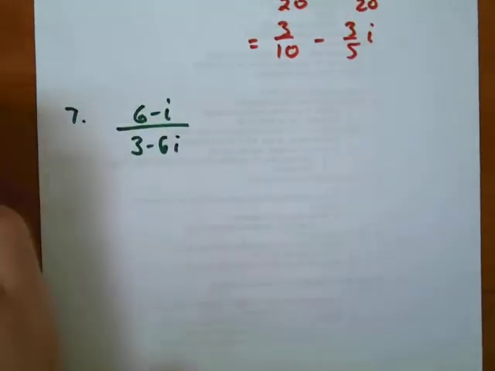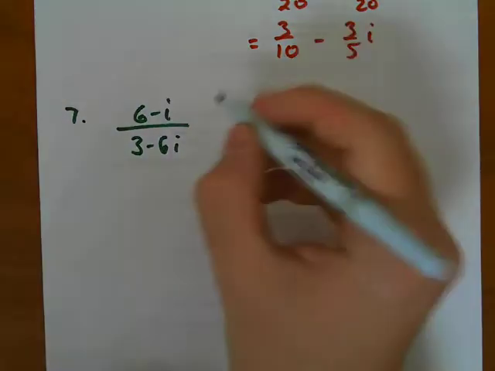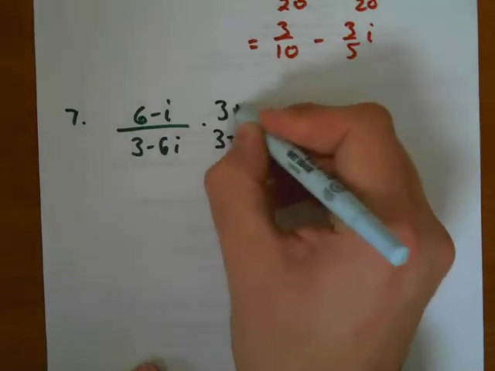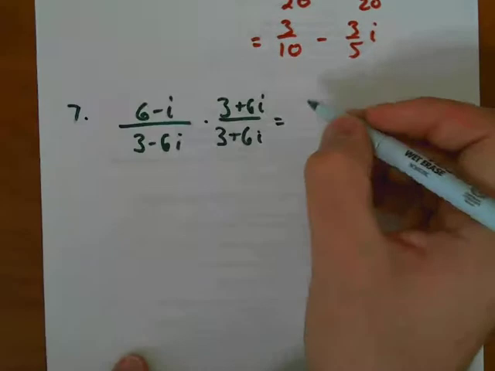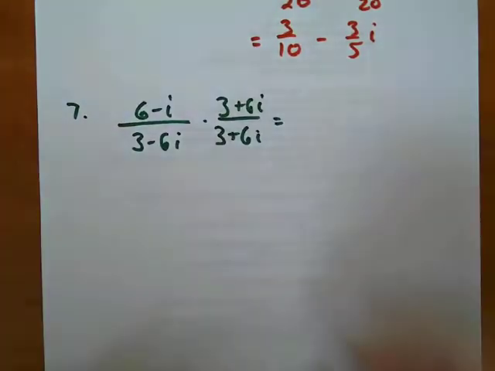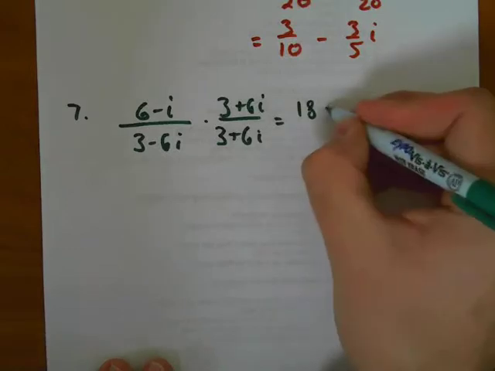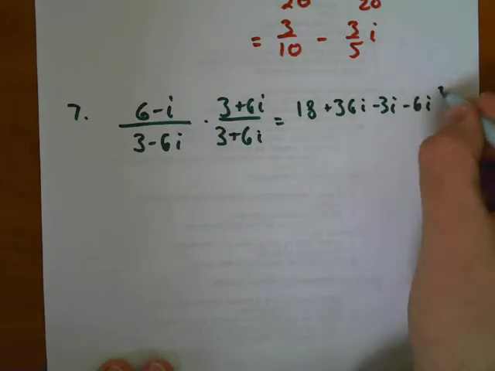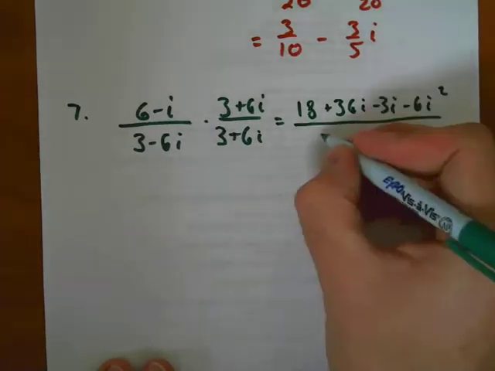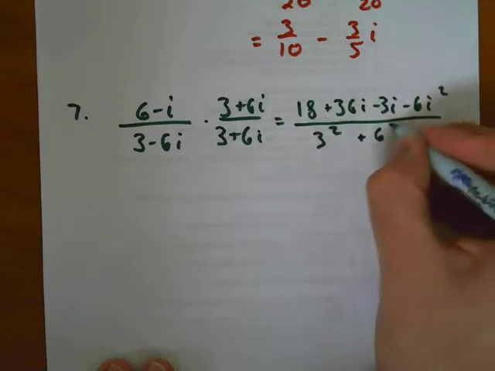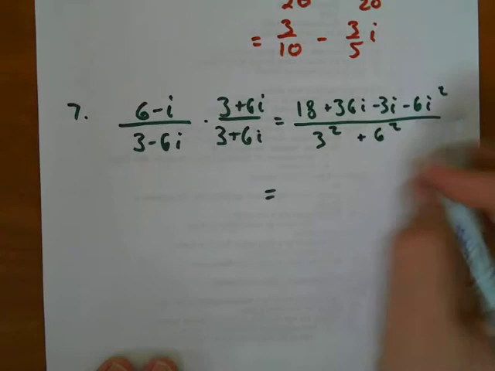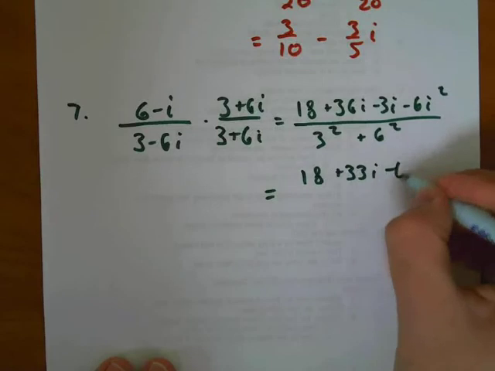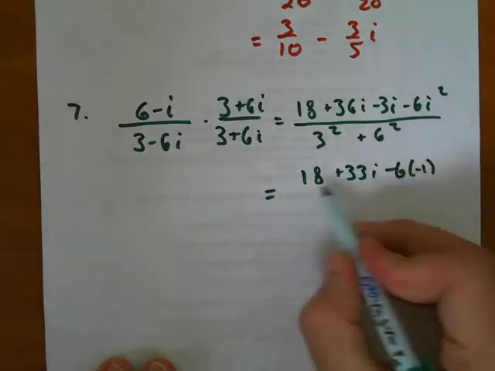Go through this one fairly quickly because it's very similar to number 6. So, we need to multiply by the complex conjugate of the denominator. On the top and bottom, I'm going to have to FOIL. On the bottom should be easy because I know it's just going to be 3 squared plus 6 squared. Do a little simplifying on the top. Got some i's to add together, and I've got to turn that i squared into negative 1.